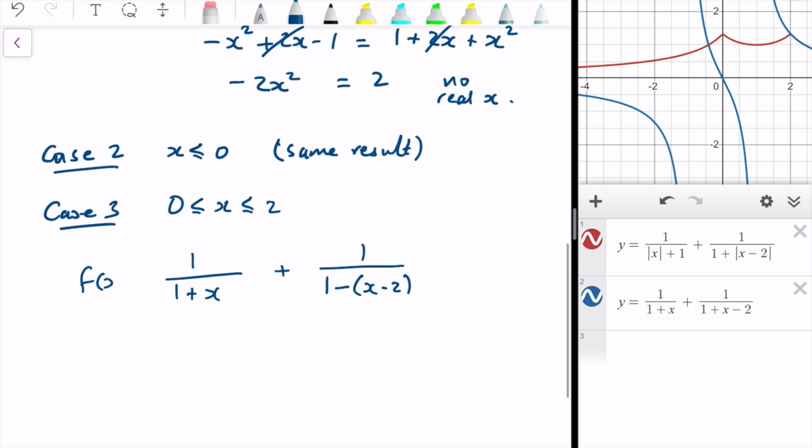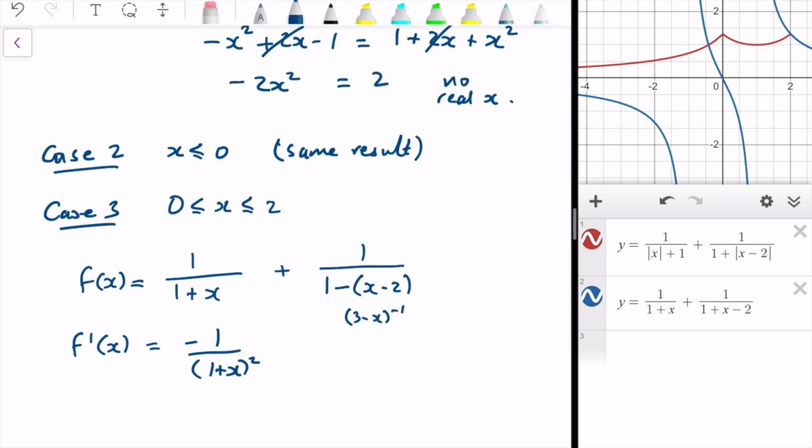And that's our function. So again, trying to find stationary points by differentiating. Same as before, minus 1 over 1 plus x squared for that first part. This next part is 1 over 3 minus x. Okay, 3 minus x to the negative 1.